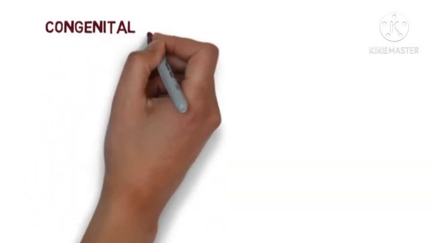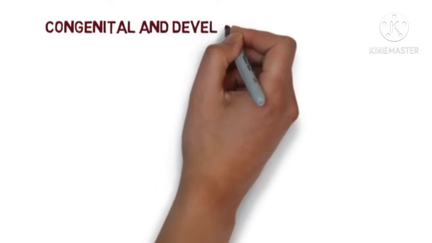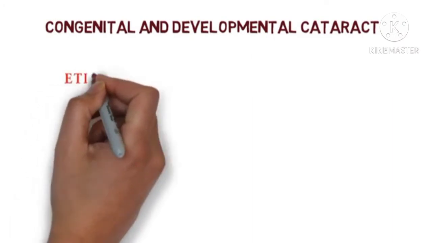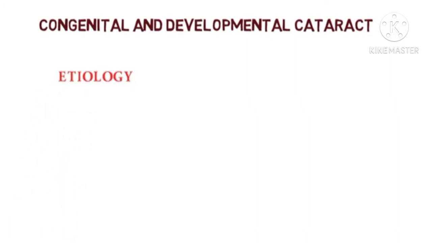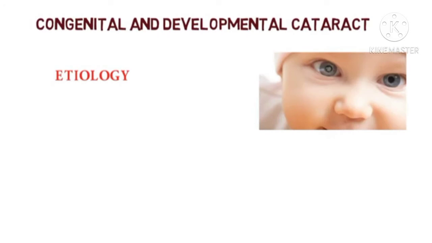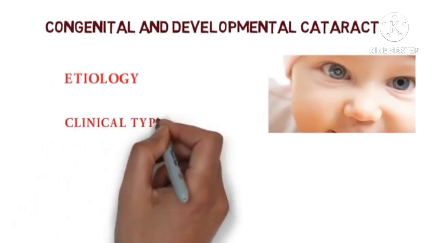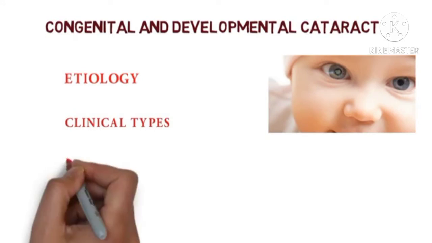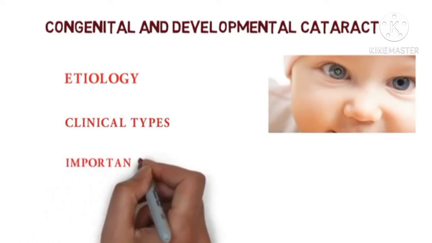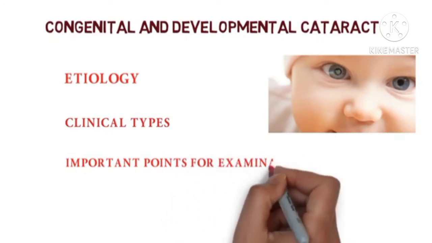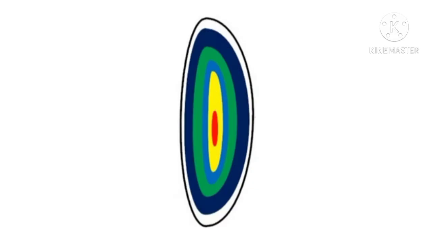Today we are going to learn about congenital and developmental cataract. We will discuss its etiology, how congenital and developmental cataract occur, what is the reason behind it, and after that we will discuss clinical types, right? And at last we will cover the points which are important for your PG preparation. Now, moving toward the first, that is etiology.